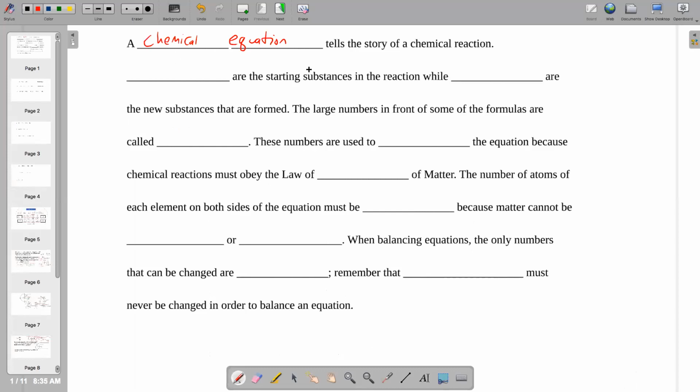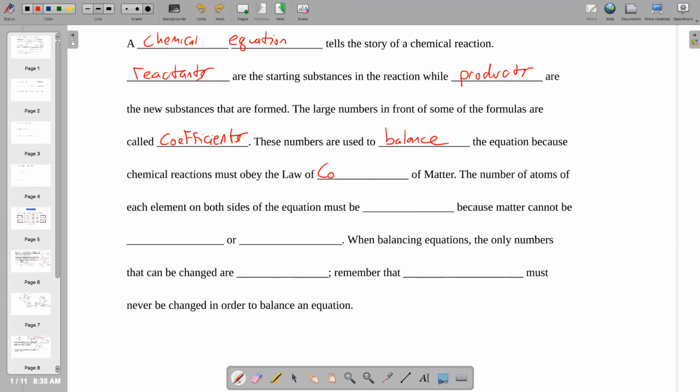So chemical equations tell the story of a chemical reaction. Reactants are what we call the starting substances, and products are the new substances that are formed. Large numbers in front of some of the formulas are called coefficients, just like a coefficient in an algebraic equation. These numbers are used to balance the equation because chemical reactions must obey the law of conservation of matter.